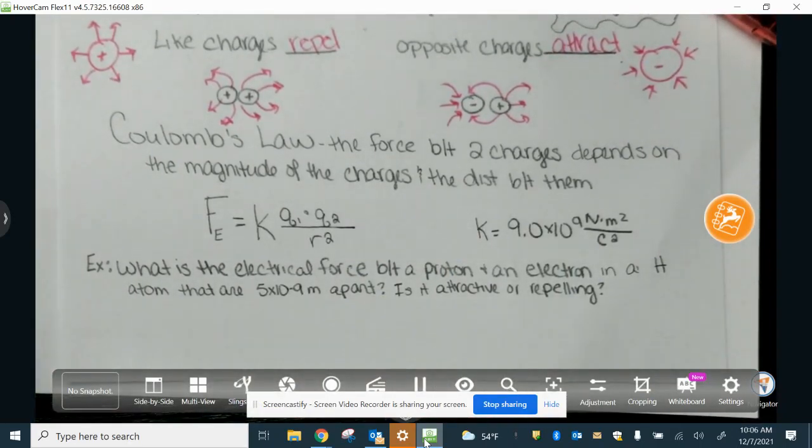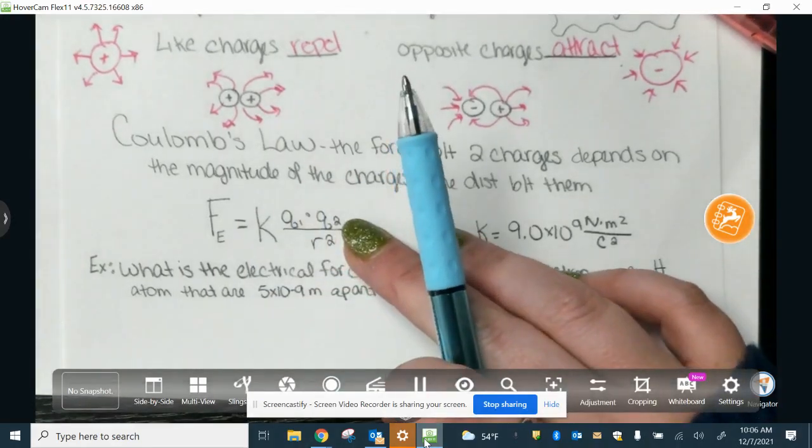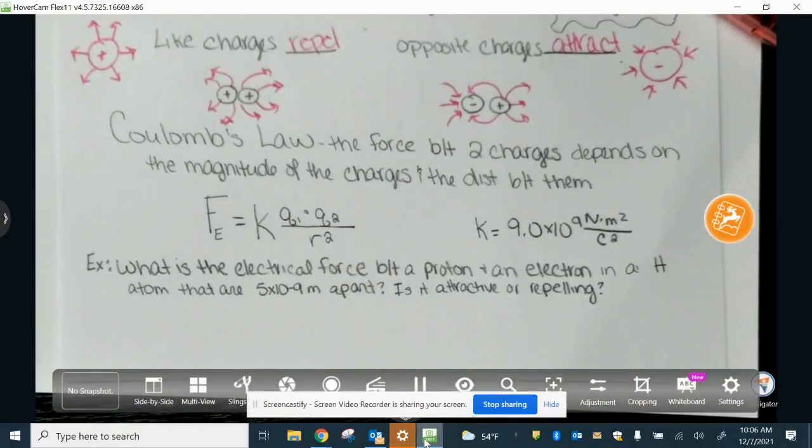All right. Coulomb's law says the force between two charges depends on the magnitude of the charges and the distance between them. F is equal to K times Q times Q over the radius between them squared. This should look very similar to the equation we've been dealing with all week with gravity.